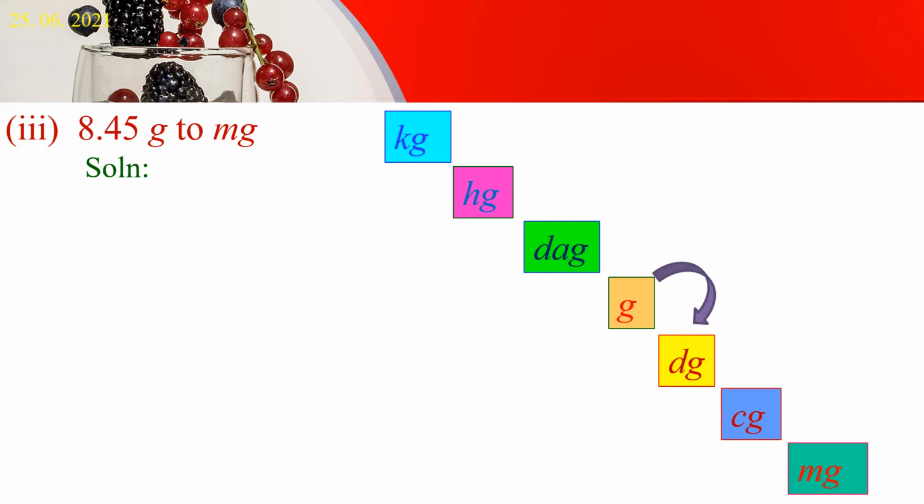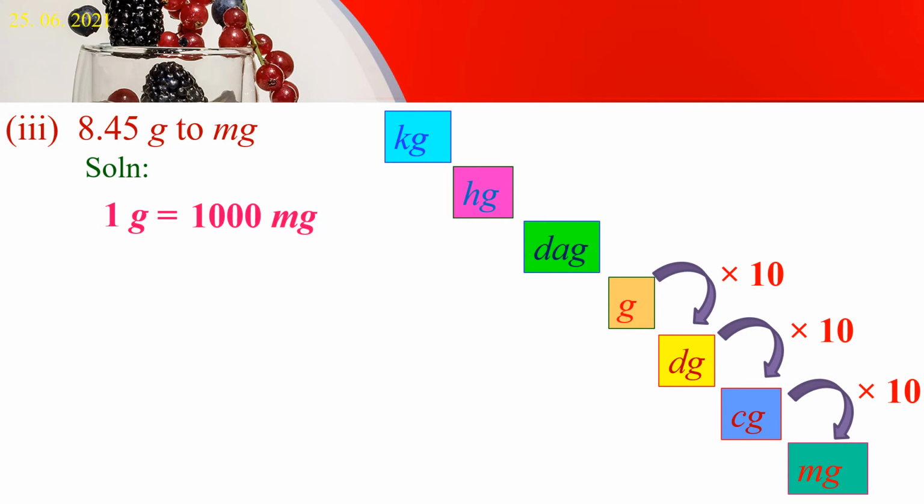On the first step, we are in decigram. So, we have to multiply by 10. On the second step, we are in centigram. So, we have to multiply by another 10. On the third step, we have reached milligram. So, we have to multiply by another 10. Therefore, 1 gram is equal to 1000 milligram.